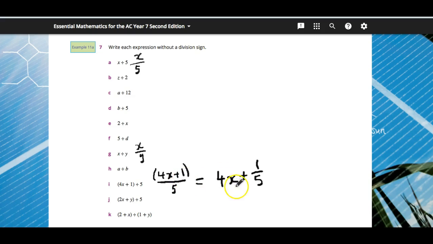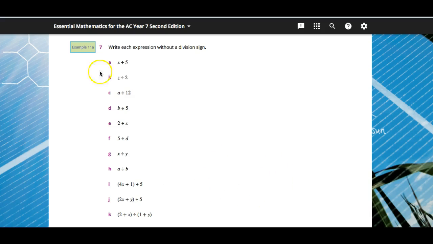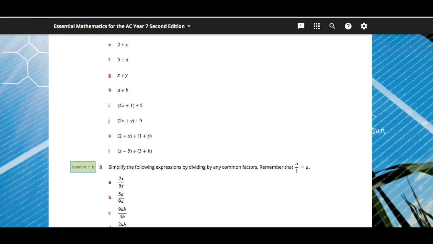But if you do it on your calculator, so I'm just going to cross it out because they're not equal. If you do it on your calculator, do use brackets because this is not equal to this. Okay, let's scroll down a bit and do some more. Okay, let's look at K.